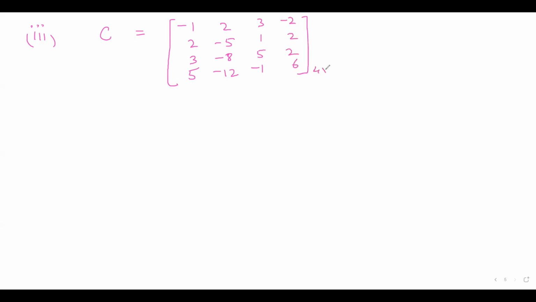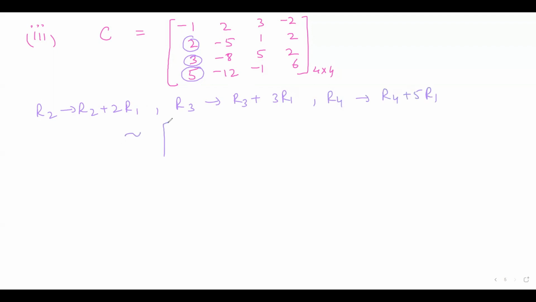So again, this is a 4 cross 4 matrix. Now using the elementary row operations, I need to make these 0. So row 2 goes to row 2 plus twice of row 1, row 3 goes to row 3 plus 3 times of row 1, row 4 goes to row 4 plus 5 times of row 1. So this would give me no change in the first row.